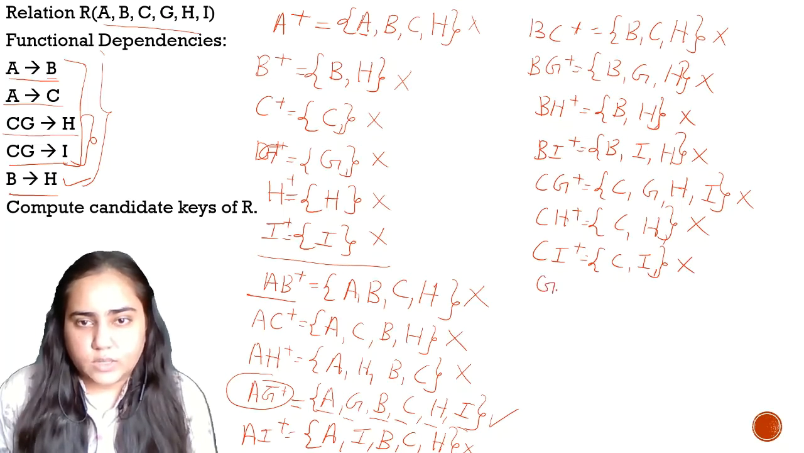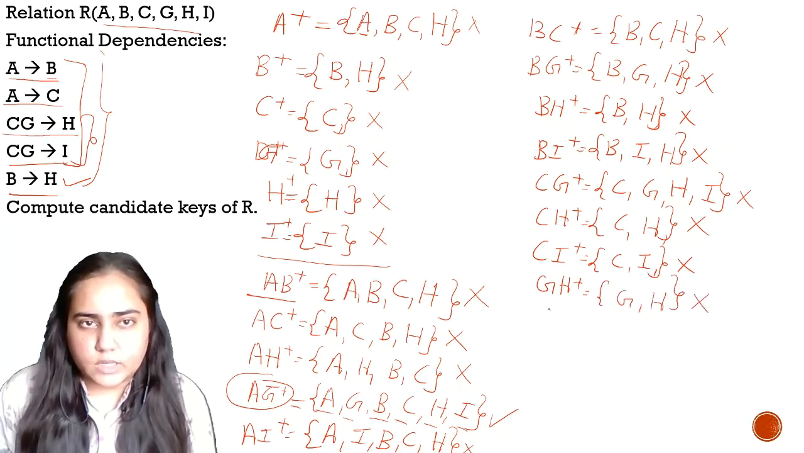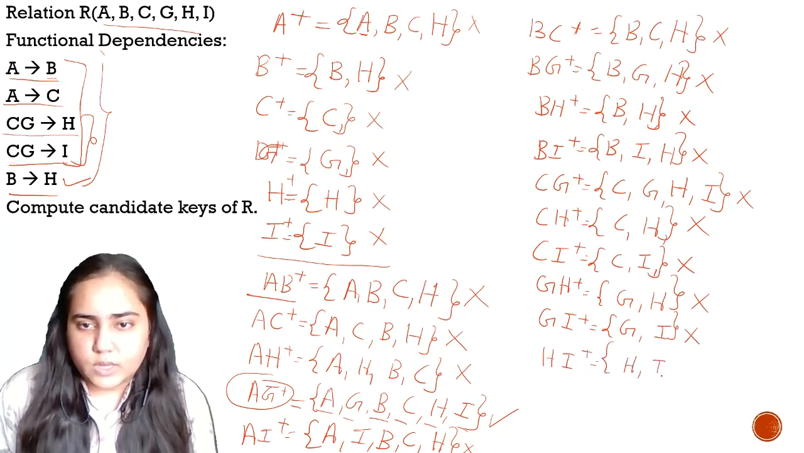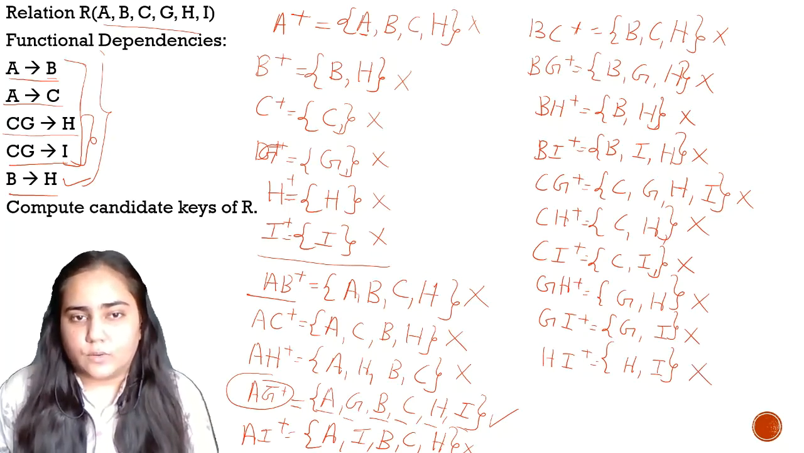And that's it for C. Then we can check G. GH plus is equal to G and H. Nothing else can be added, not a candidate key. GI plus is equal to G and I, but nothing else, not a candidate key. And finally, HI plus, which is equal to H and I, but nothing else. This is not a candidate key either.